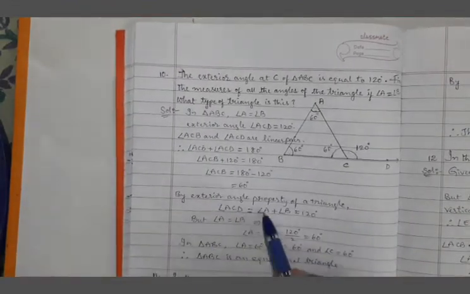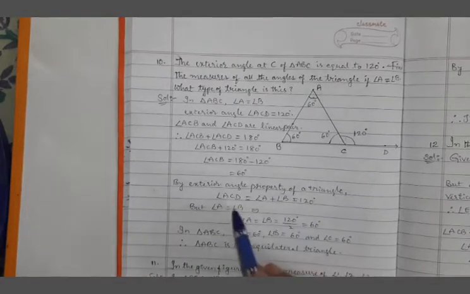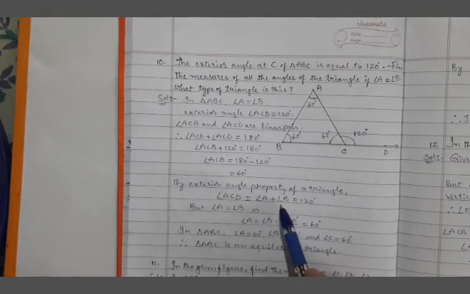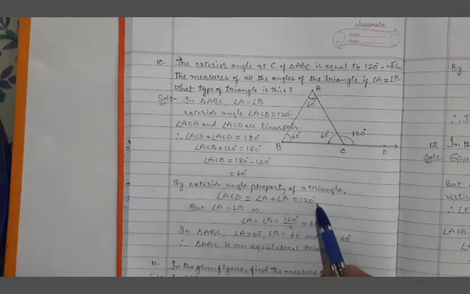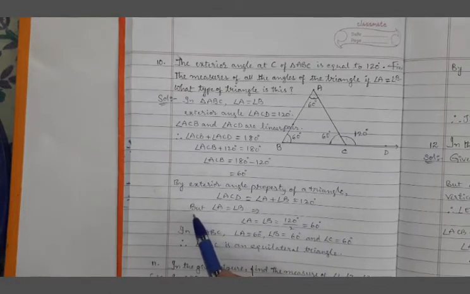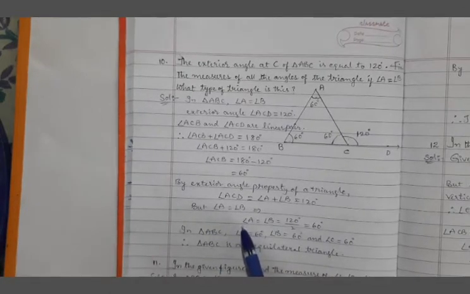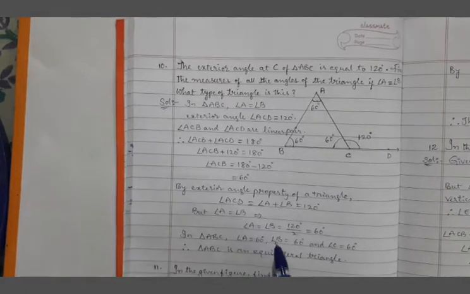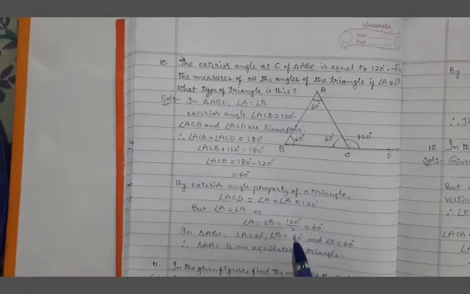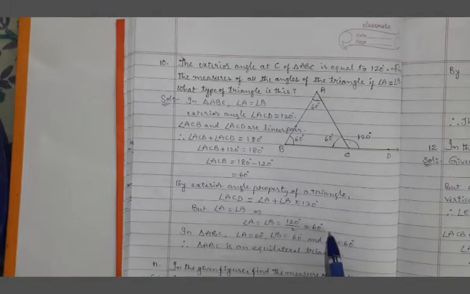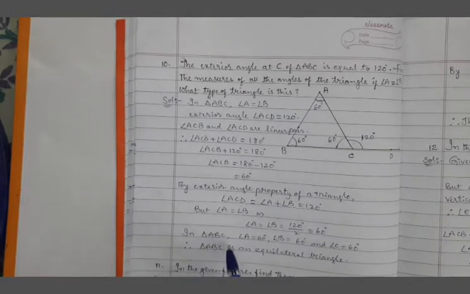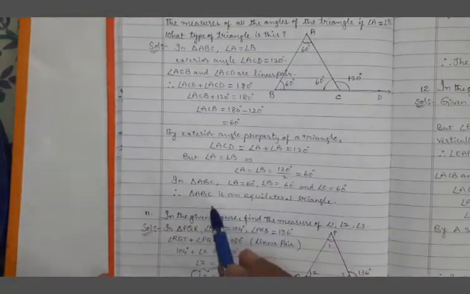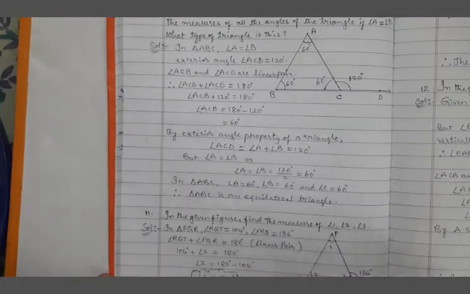Now, by the exterior angle property of a triangle, I used here: angle A plus angle B is equal to 120 degrees. Given in the problem, angle A and angle B are equal. So angle A and angle B will each be half of 120, that is 60 degrees. Now, see in triangle ABC, all the three angles are equal, so their opposite sides will also be equal. Therefore, it is called an equilateral triangle.